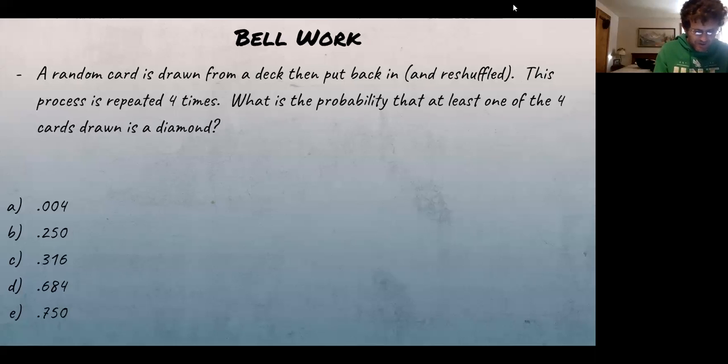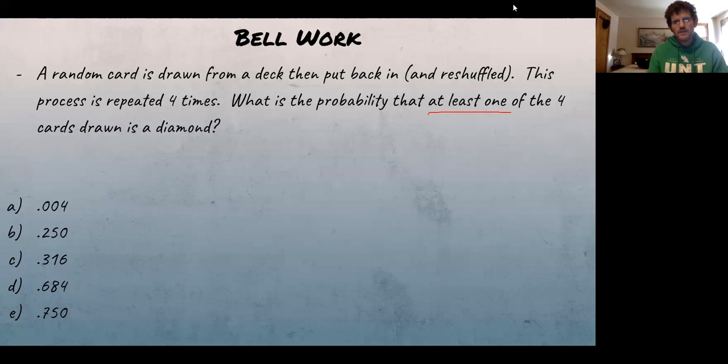So yeah, one of the main takeaways that we took from yesterday's lesson is that if you see this phrase right here, "at least one," that's going to tell you that we need to think through this and maybe change our angle on how we view this problem. So if it was, what's the probability that we get no diamonds or all diamonds, then we can approach it in a kind of straightforward way.